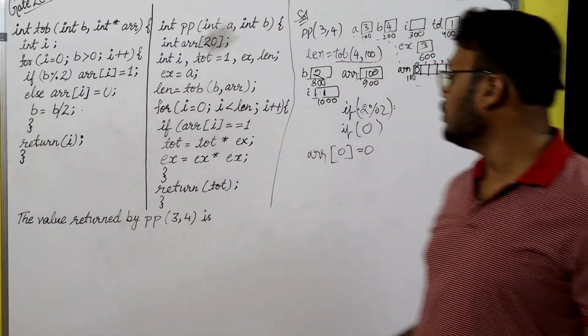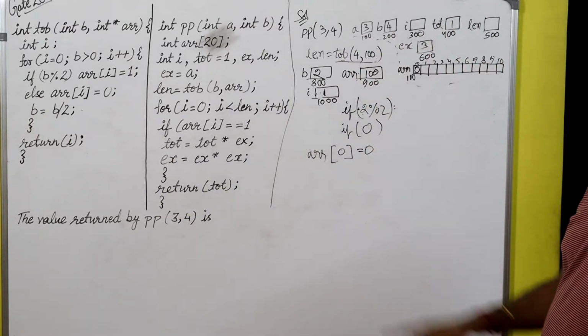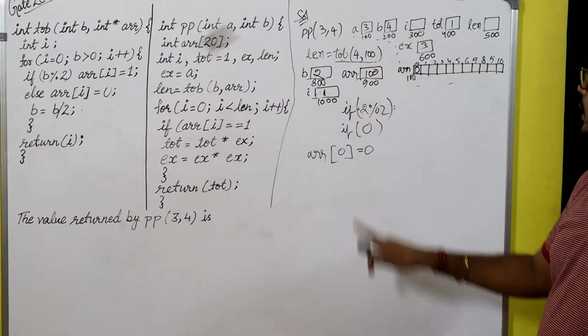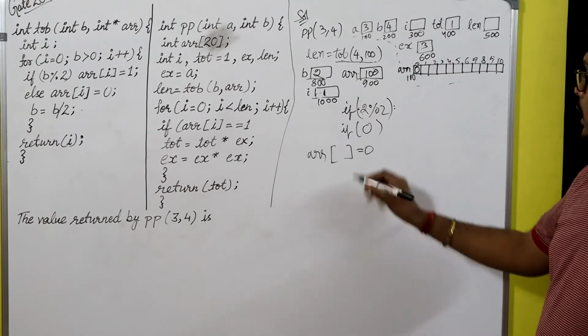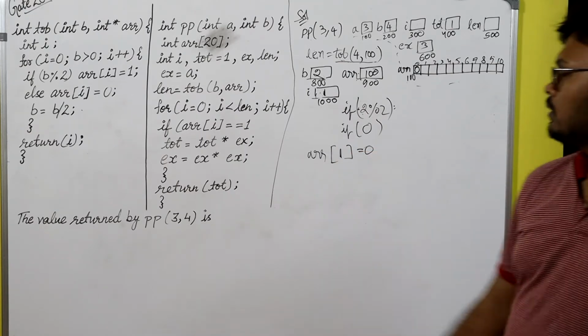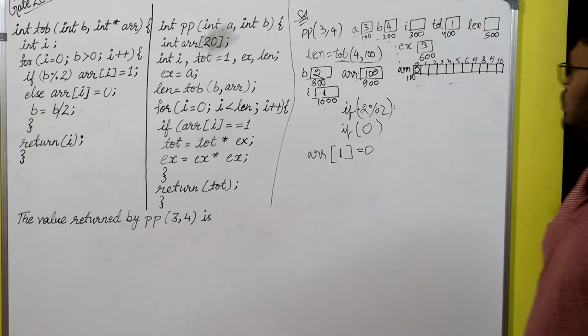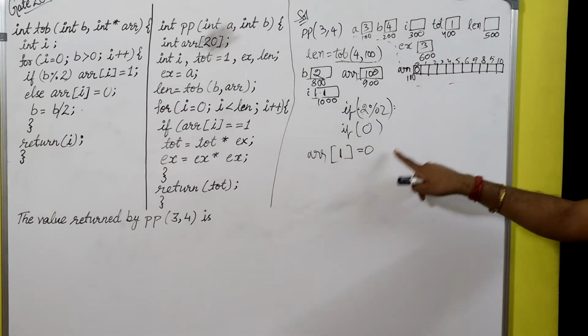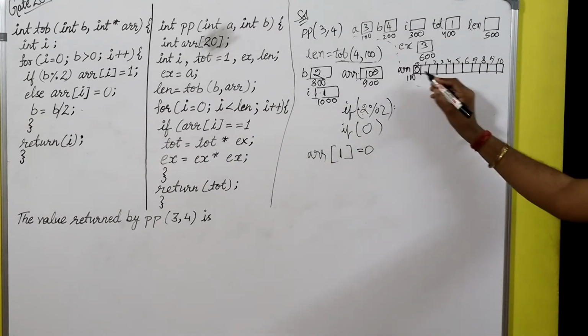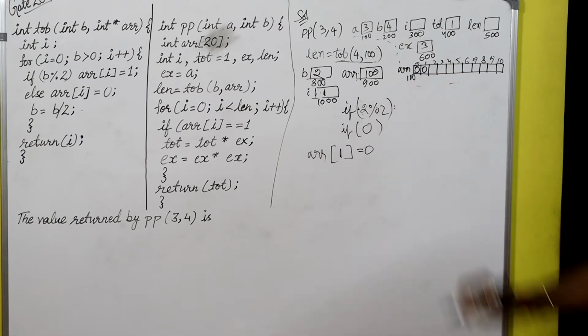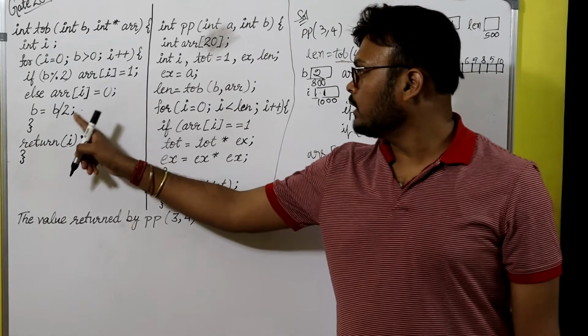ARR of I is equal to 0. ARR of I, so what is the value of I? The value of I is 1. So ARR of 1 is equal to 0. So let's write 0 here. ARR of 1 is equal to 0. Fine.